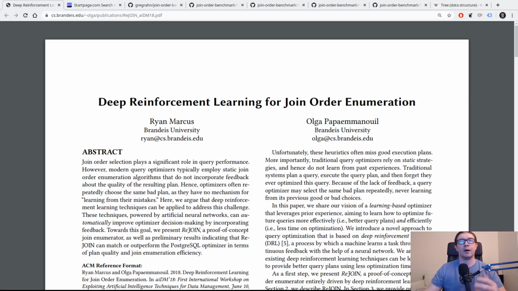These techniques, powered by artificial neural networks, can automatically improve optimizer decision making by incorporating feedback. Towards this goal, we present ReJOIN, a proof of concept join enumerator, as well as preliminary results indicating that ReJOIN can match or outperform the PostgreSQL optimizer in terms of plan quality and join enumeration efficiency.